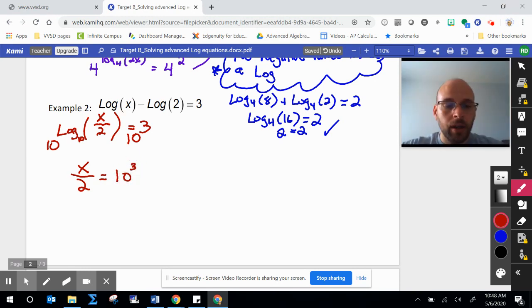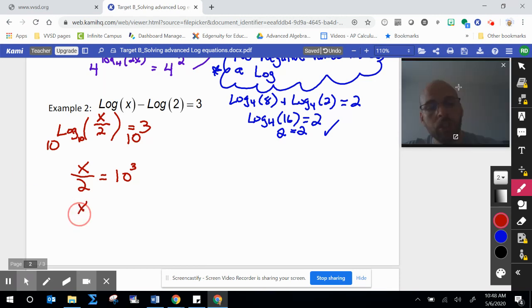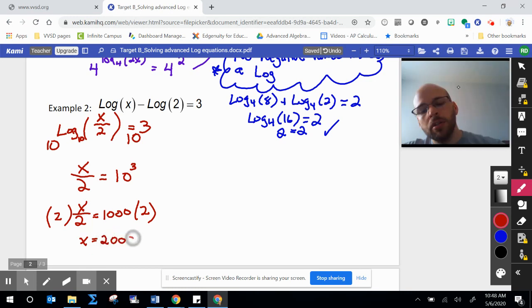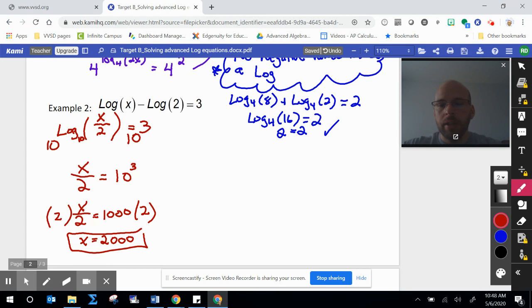Now, I'm going to take my calculator. I'm going to do 10 to the third power, which gives me a value of 1,000. Now, to solve this, I need to get rid of this 2, and because it's divided, I'm just going to multiply both sides by 2, which gives me x to be 2,000. And this would be my final answer.